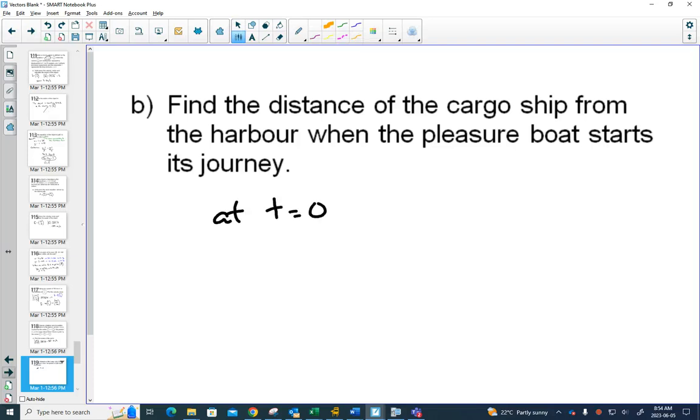So when the pleasure boat, which is the yacht in this case, is starting its journey, which is at time equals 0, does it make sense that the cargo ship's starting position from the question was given as (6, 3)?